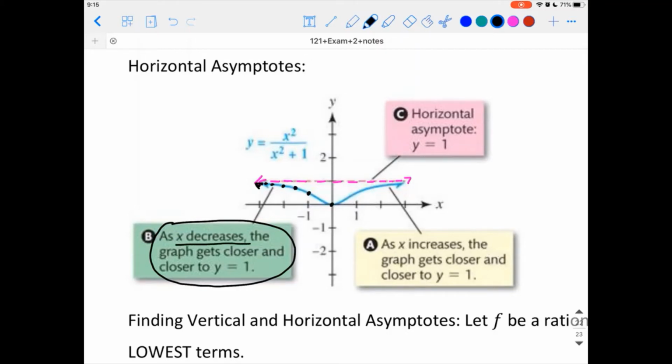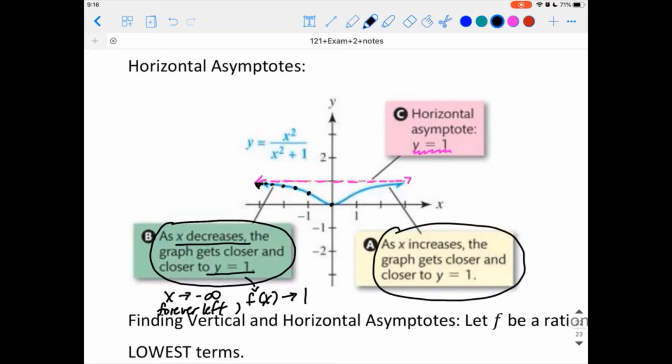So this notation is, as x decreases, as x heads towards negative infinity, which is forever left, the graph gets closer and closer to y equal to 1. So this is gonna be f of x is headed towards 1, because it gets closer and closer to, it doesn't equal 1. But here this y equal to 1 is the equation of this line. That's your horizontal asymptote.